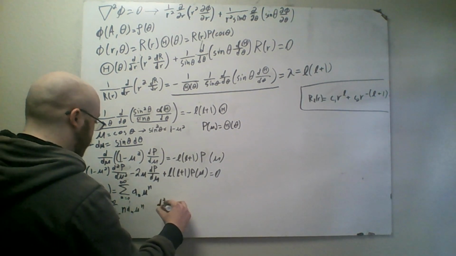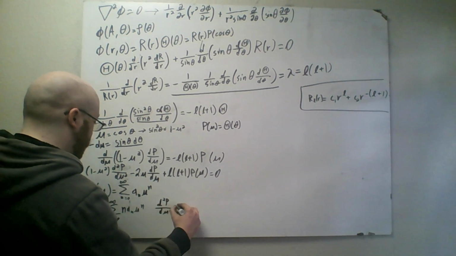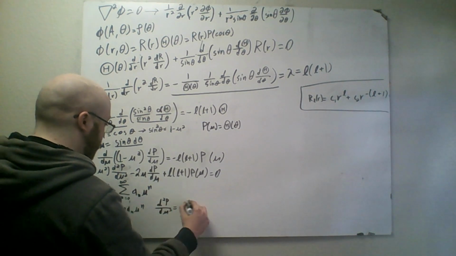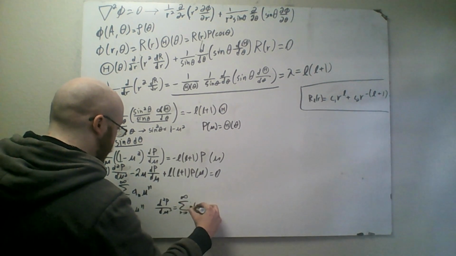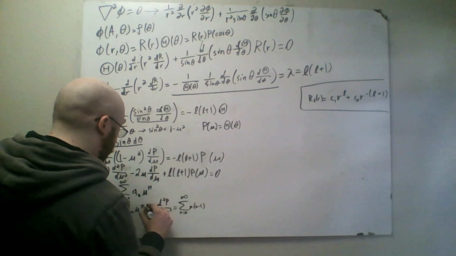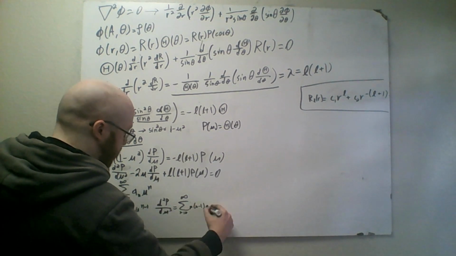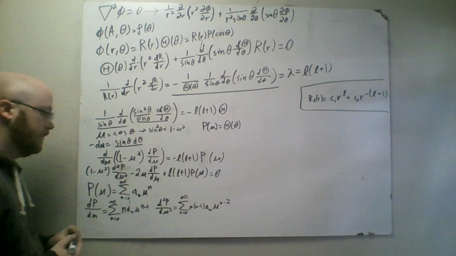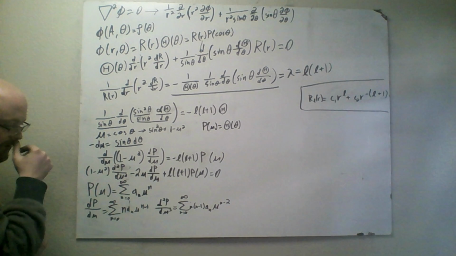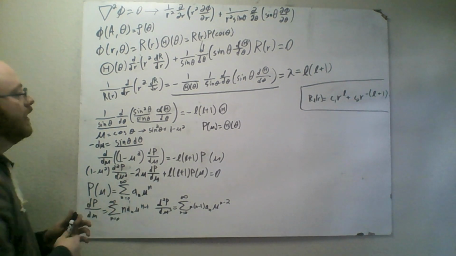Second derivative of p squared. This ends up becoming the infinite sum, n equals 0, of n times n minus 1 times a_n mu to the n minus 2. So all I did was say it's some polynomial of some sort. I take the derivative, take the second derivative. Now I'm going to plug that back.